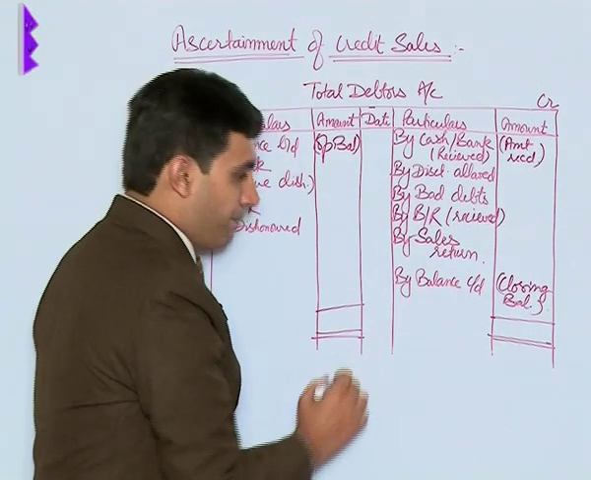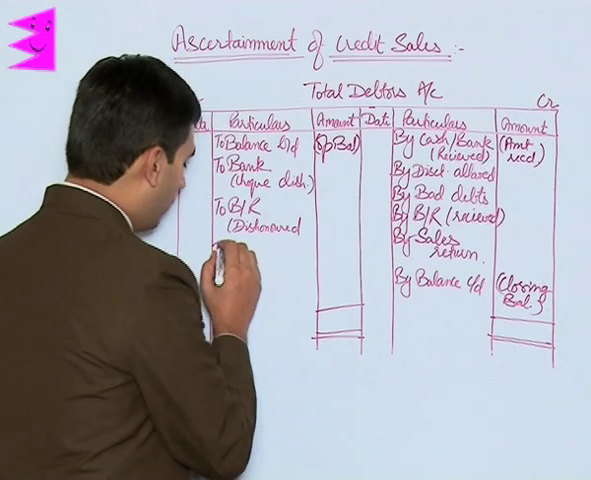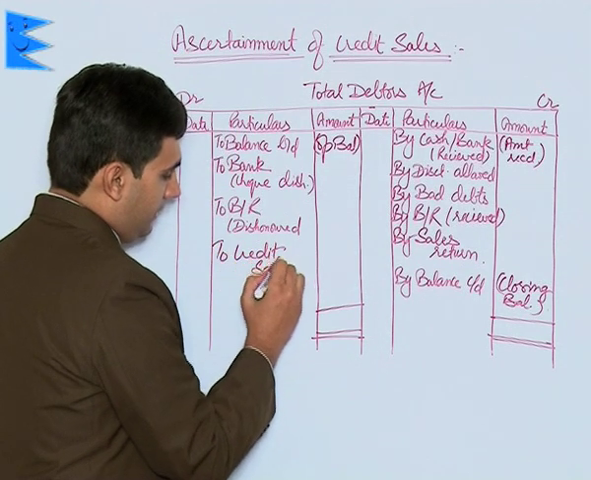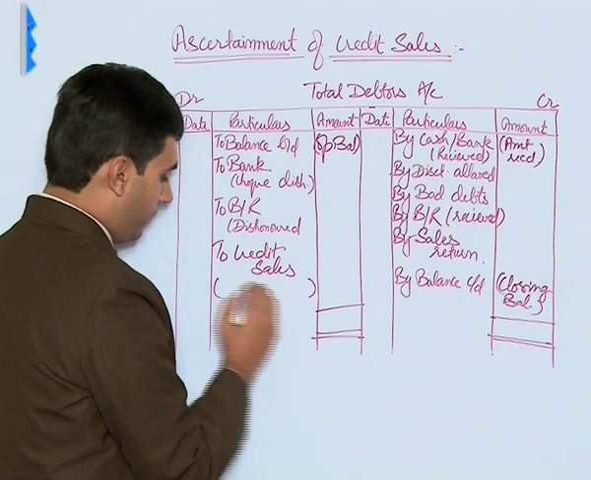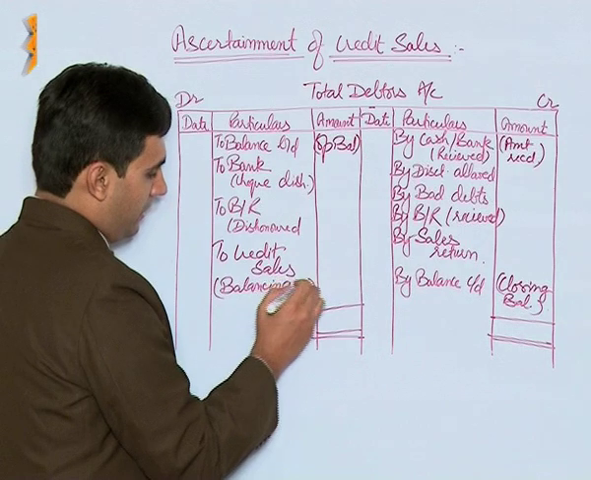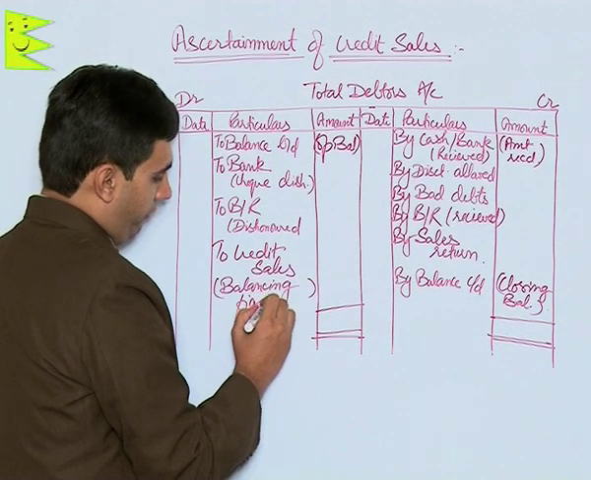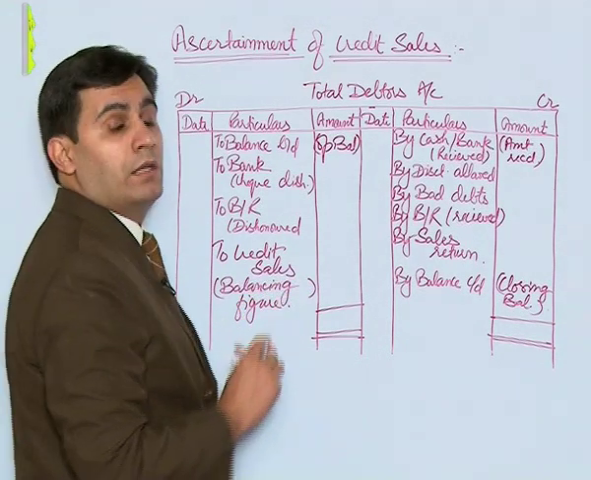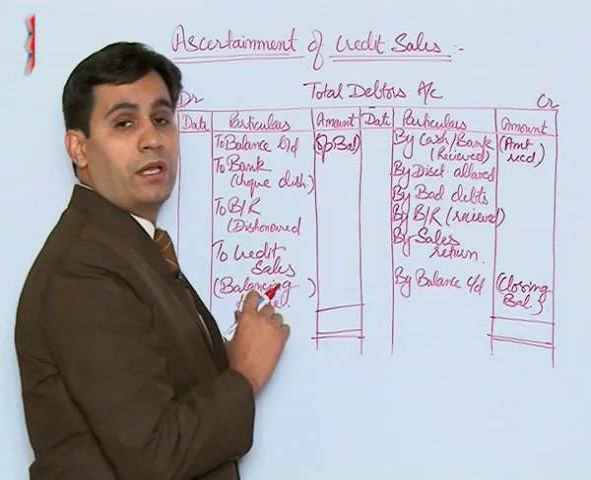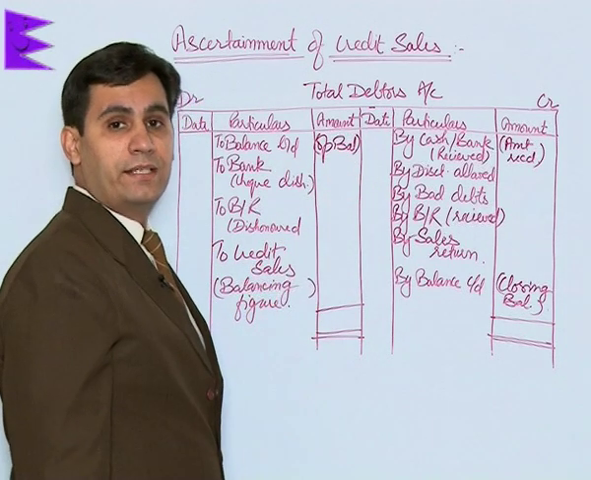what we will do is balance it out and calculate credit sales. And remember, it would be a balancing figure. Let us consider an example to understand this account and to calculate credit sales.